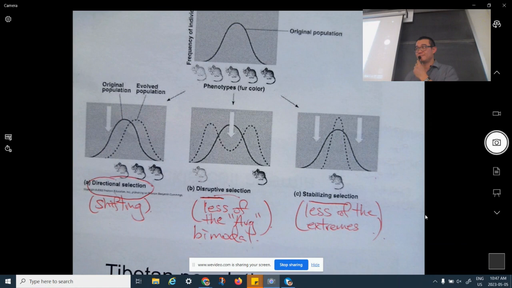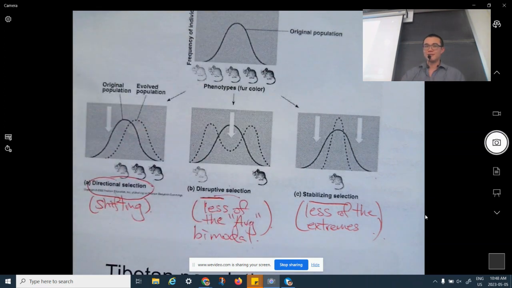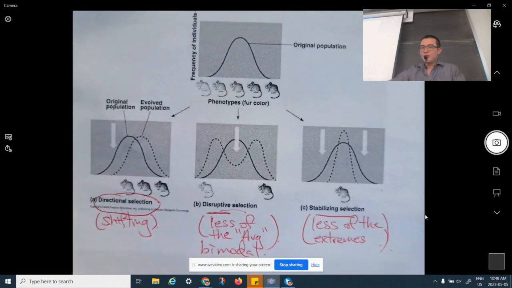Are we good? Not selection. We're talking about normal distribution curve. Yes, a lot of things do use normal distribution curves. Okay, questions?